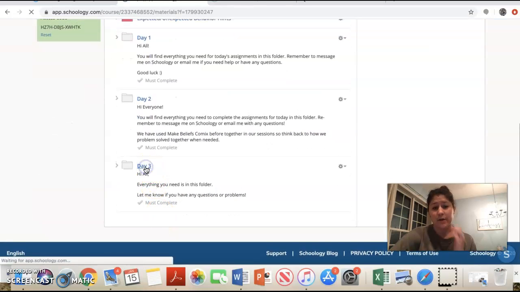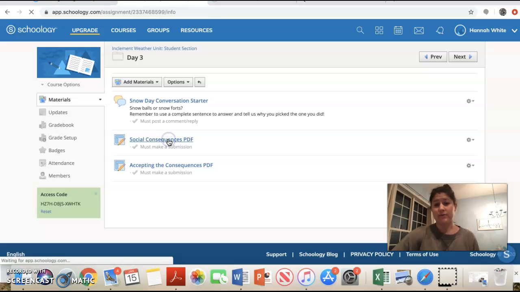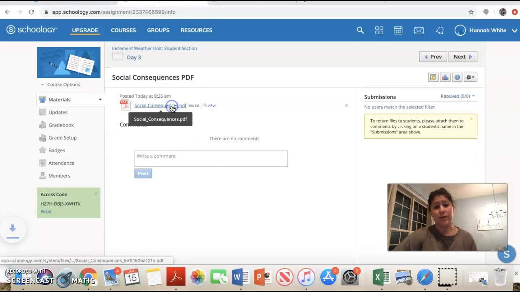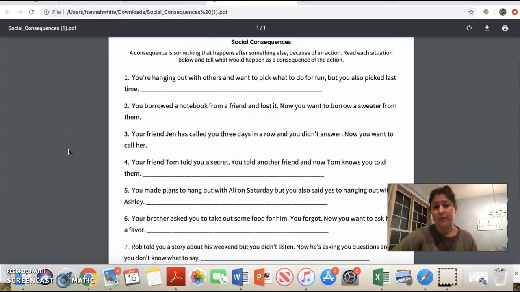Day 3, I have some worksheets. I use a program called Everyday Speech. They have videos on there, a lot of video modeling. They have games and they have worksheets. So I have 2 of those worksheets in here that they'll work on, and this is about the consequences. The materials are all age appropriate.